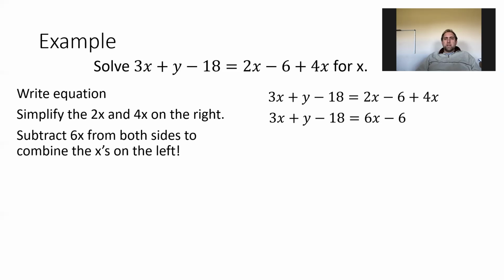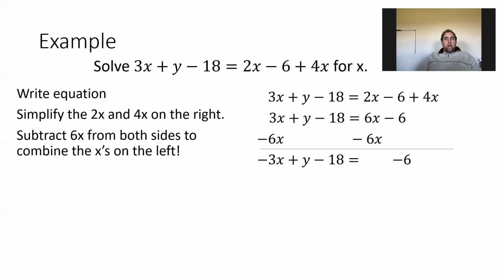Let's subtract the 6x's from both sides to combine the x's on the left. You can do it either way. You could do it with the negative, combine on the right. It doesn't matter. Let's combine over on the left. We're going to subtract 6x from both sides. And you notice we get negative 3x plus y minus 18 equals negative 6.